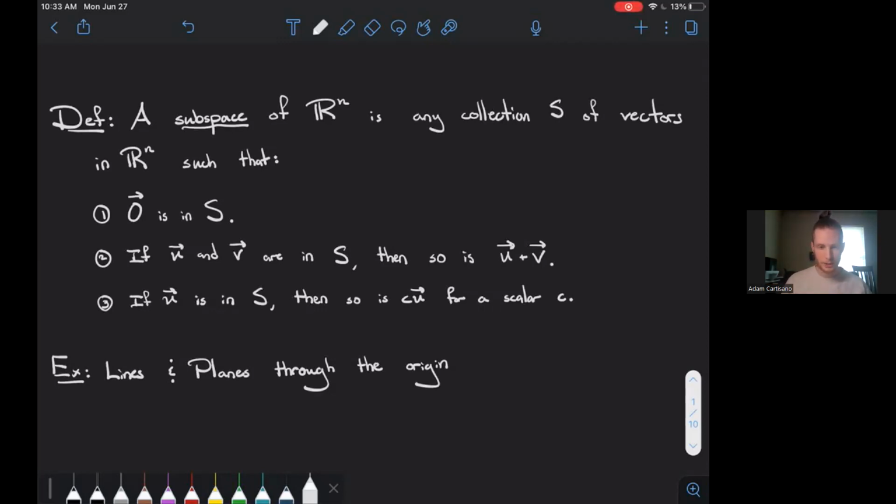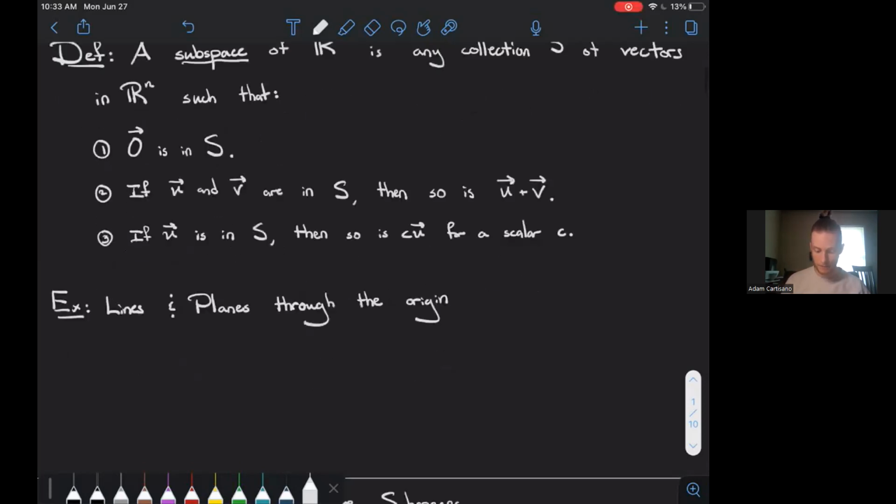You will have to check this on your own, but the primary example are lines and planes through the origin, say in R3 or R4. Try taking some linear combinations of some vectors inside of a plane in R3 that you know about. Okay.